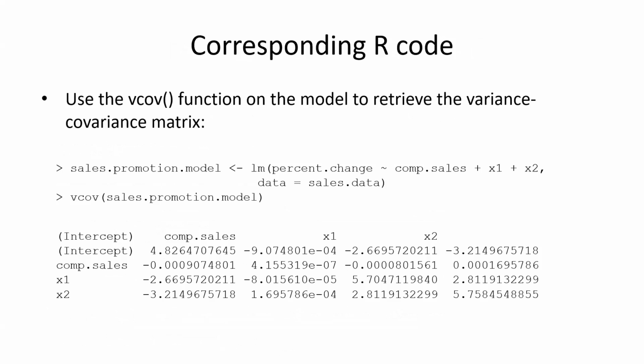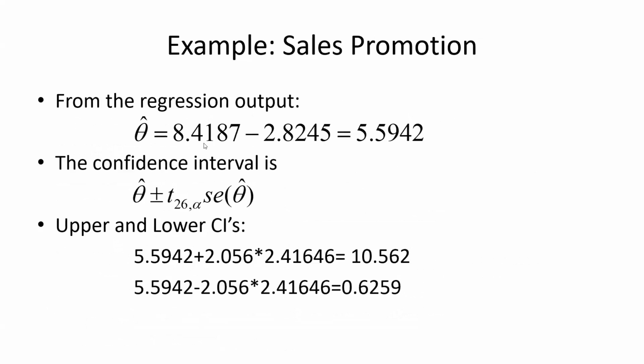In R, we can do the same thing. We get the exact same variance covariance matrix. The matrix is ordered differently because the intercept appears first, whereas in Stata it's last. Doesn't matter. So from the regression output, we have estimates for beta 1 and beta 2, and the difference turns out to be 5.59. The confidence interval for our new parameter theta is the estimated value plus minus the critical value based on the t-distribution and the standard error. We computed the standard error on the previous slide.